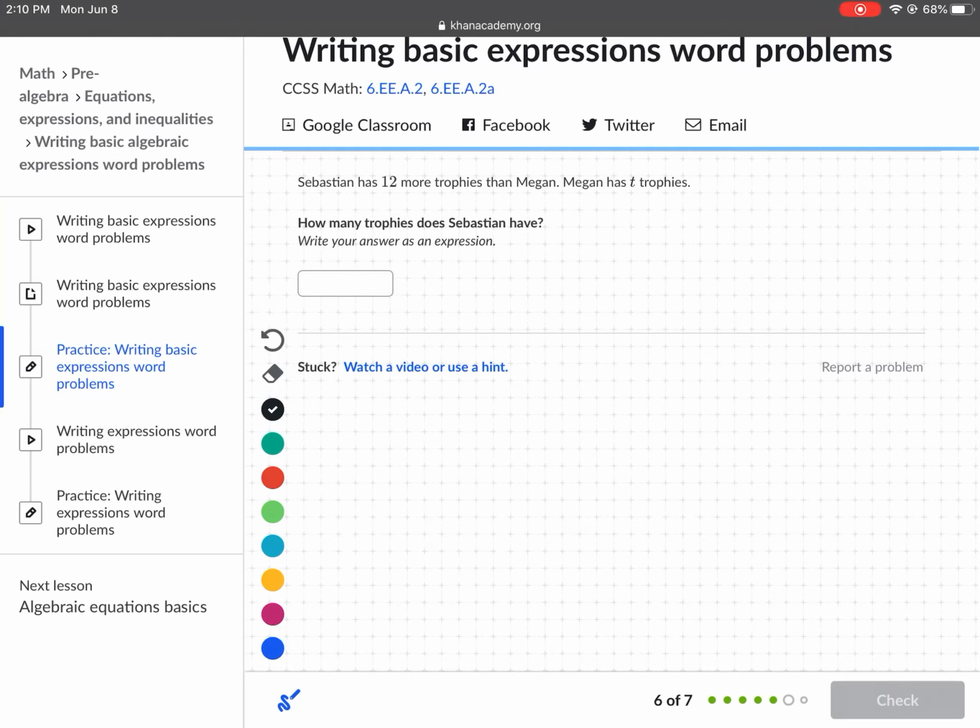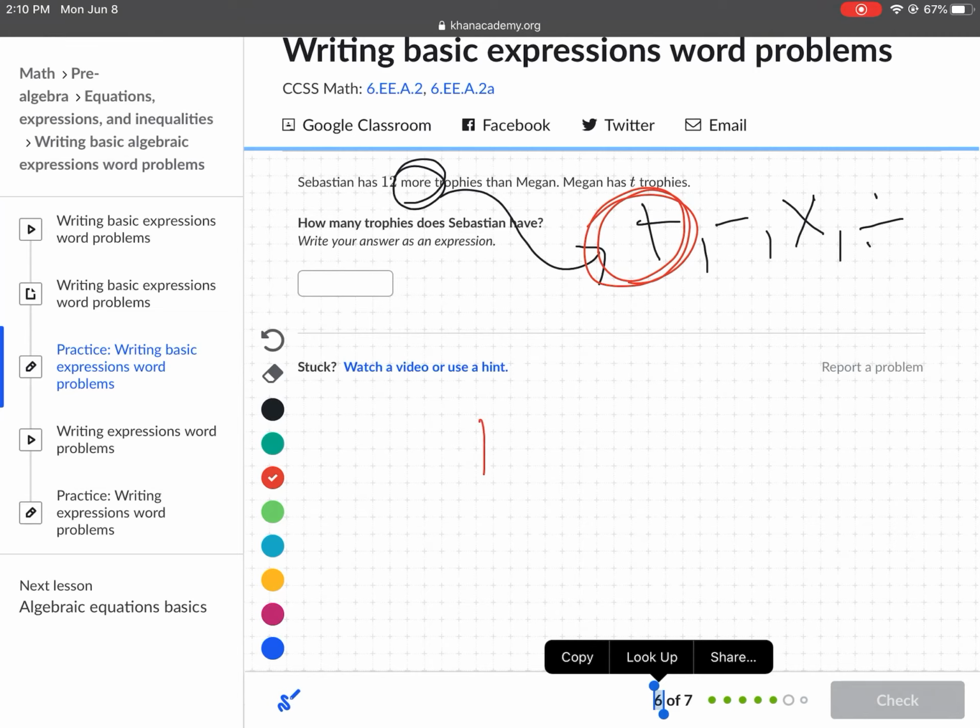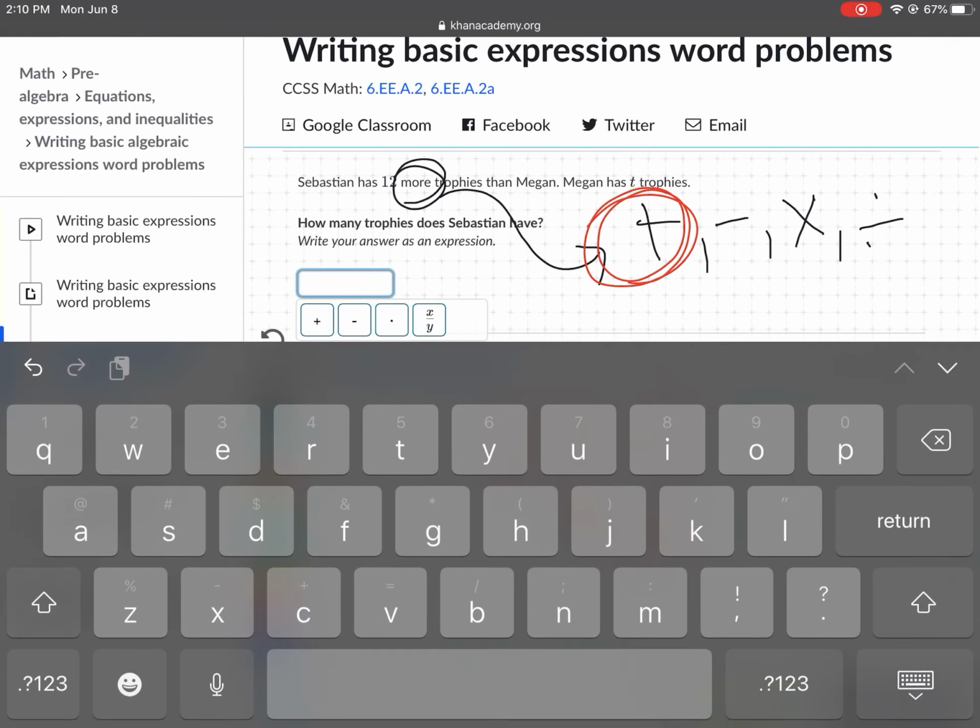Sebastian has 12 more trophies than Megan. Megan has T trophies. I'm looking for those key words. It tells me if I'm adding, subtracting, multiplying, or dividing. What do you think more? What operation is more? Adding. So he has 12 more than her number of trophies. I hate when there's a plus sign and there's a T in there. It gets a little confusing, doesn't it? All right, so 12 plus T.